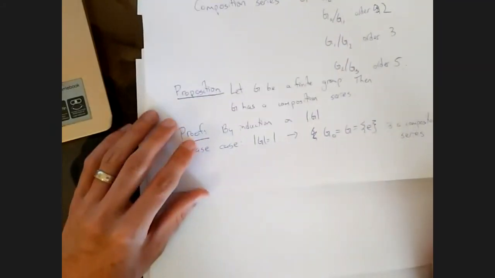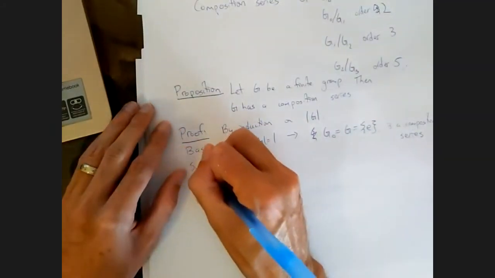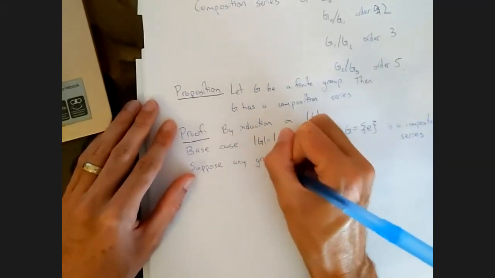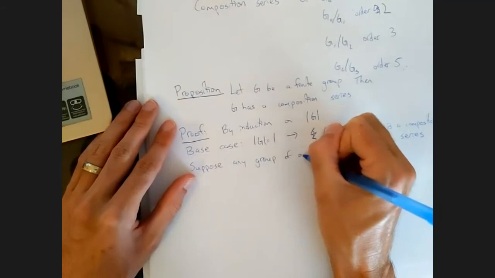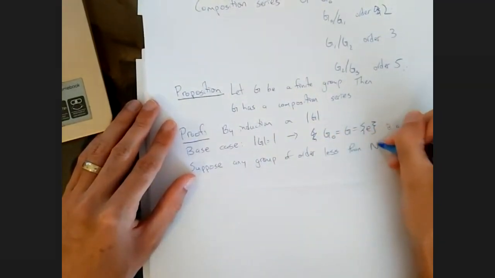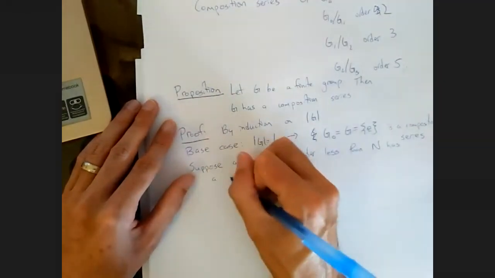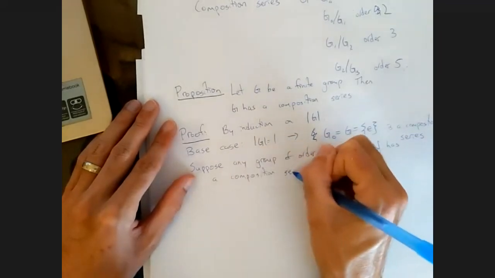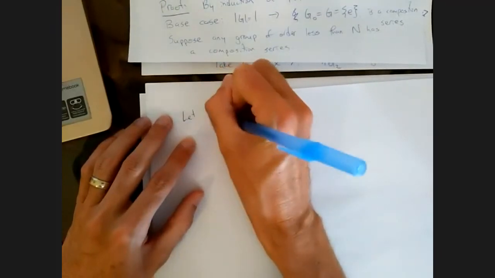Now suppose any group of order less than n has a composition series. Let's take a group of order n and prove that it has a composition series.